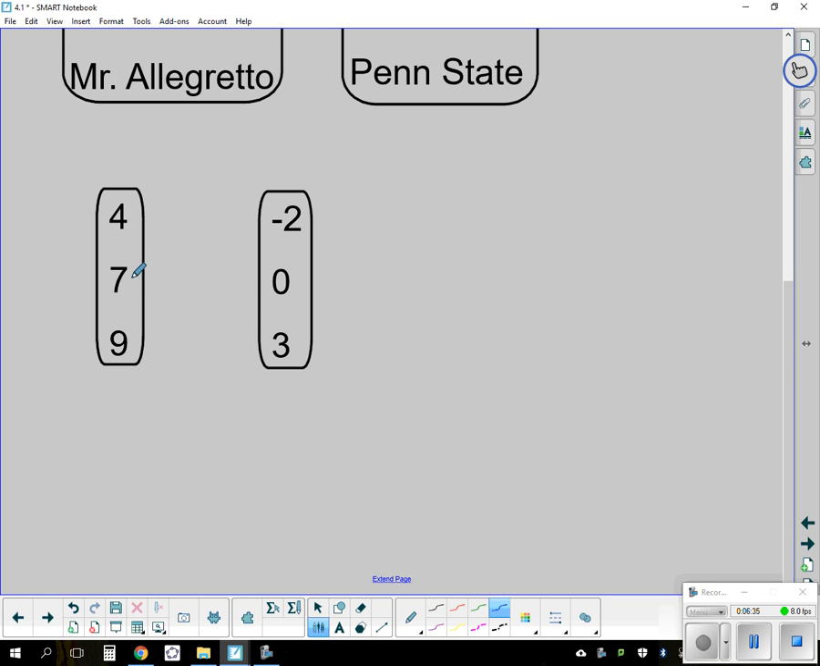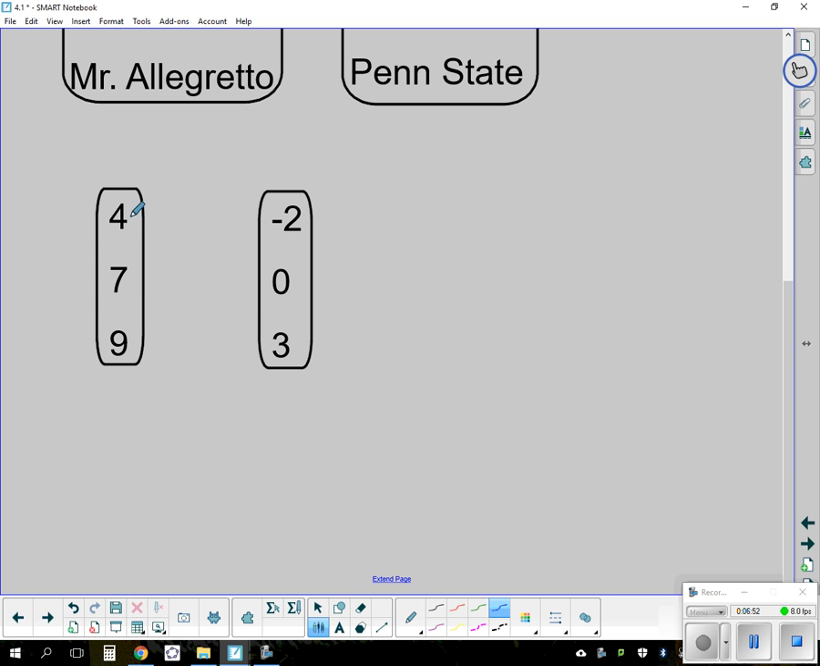What if instead of that, what if I had here, here, and here? Is this a function? Yes. Each x value has exactly one y. It's only paired with one thing.